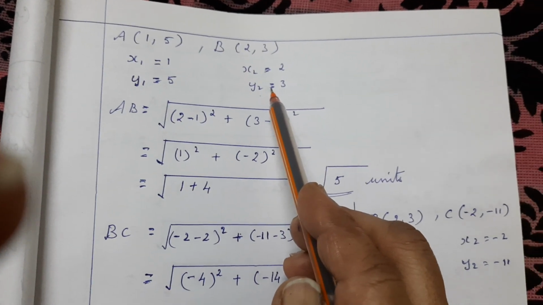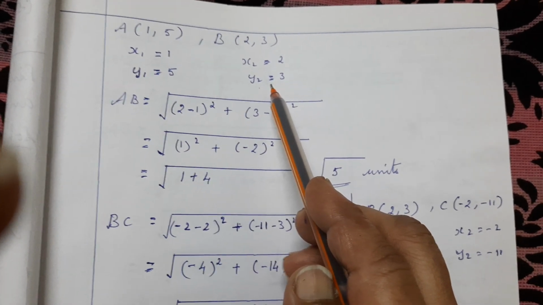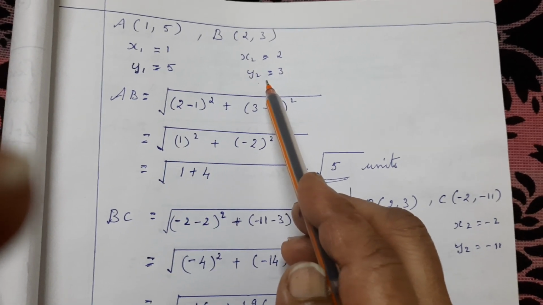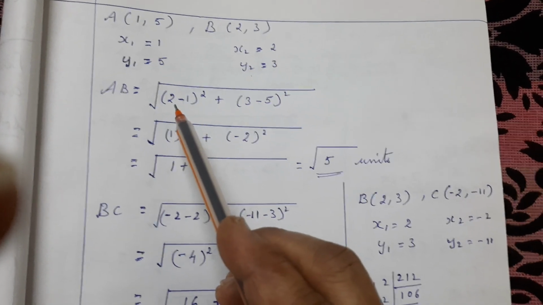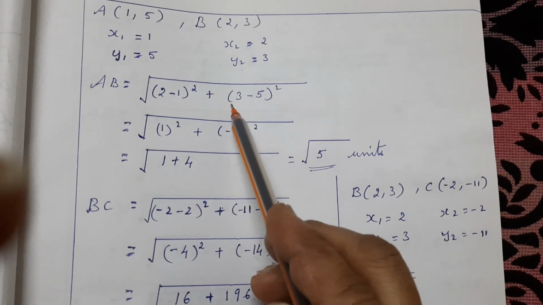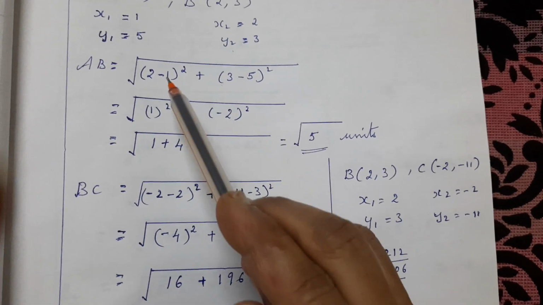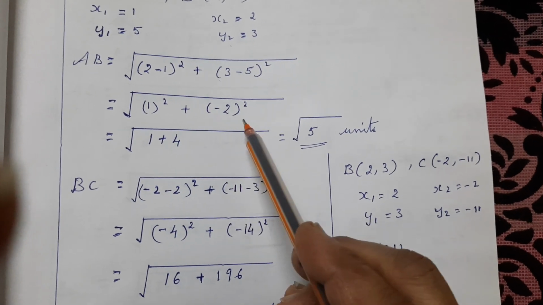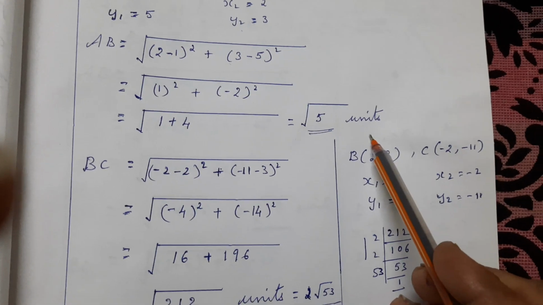Sometimes you make mistakes about which is x1 and which is x2. When you are doing this, you may make a mistake. If you know very well, you can do without writing this. It's okay. AB is equal to the square root of (x2 minus x1), 2 minus 1, the whole square plus (y2 minus y1), 3 minus 5, the whole square. 2 minus 1 is 1 and 3 minus 5 is minus 2, the whole square. So root of 1 plus 4, that is root 5 units.